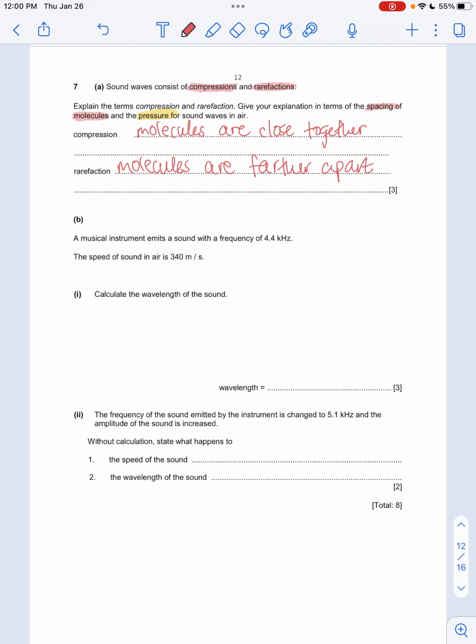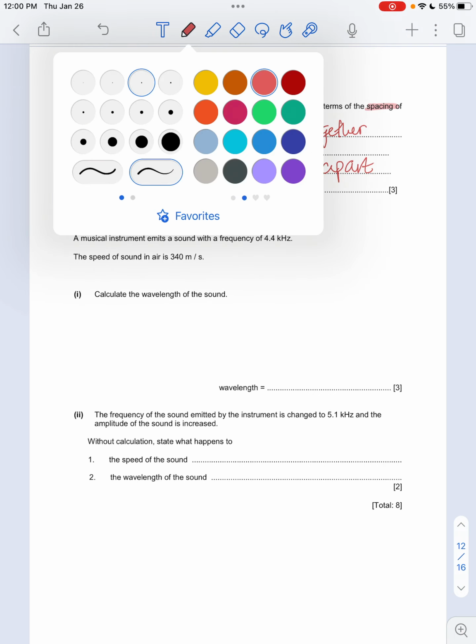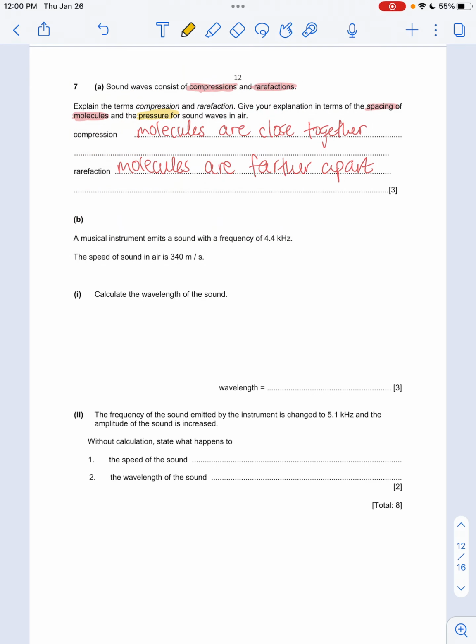But that's not enough, because my question is also asking me to talk about the pressure. So I'm going to go back to each of these. Compression, if my molecules are close together, that means it's an area of high pressure. And in my rarefaction, because my molecules are further apart, it's an area of low pressure. So again, make sure you're talking about both of the points that the question is asking you for in both of the answers.